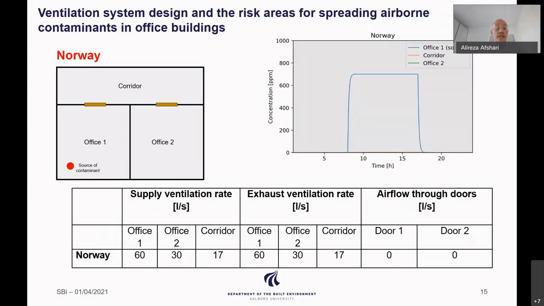Regarding Norway, the supply ventilation rate is 60 in office 1, 30 in office 2, and the corridor is 17. So you have the same exhaust. You see that the concentration is isolated in office 1, and it will not transfer to the corridor and office 2.